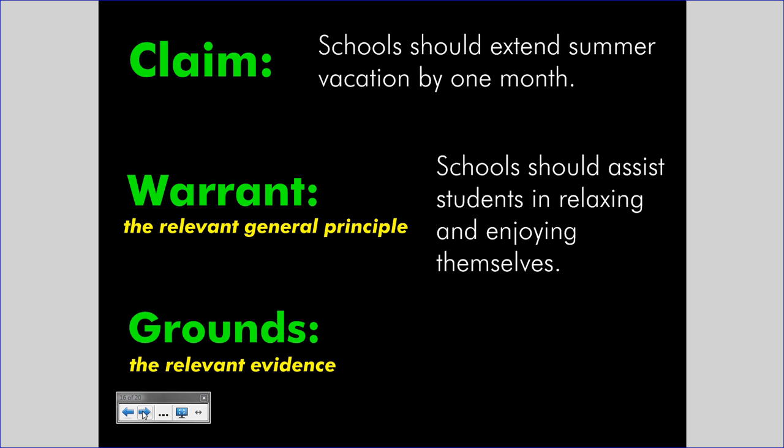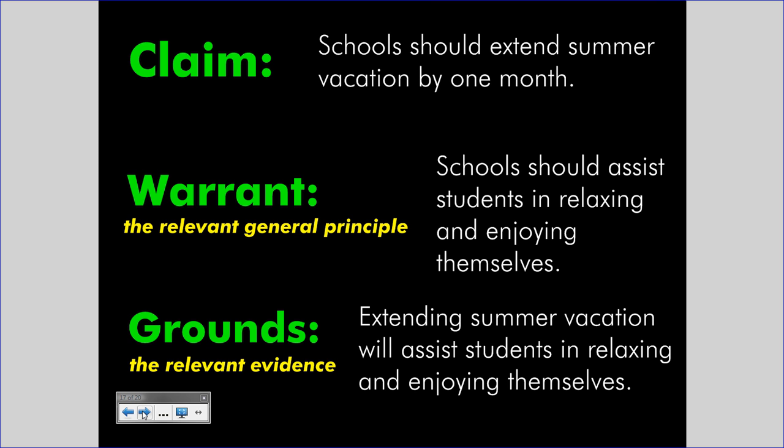You're giving a moral. You're giving a value. You're giving an ideal. Schools should do this. And now you have your C. C, of course, is assisting students in relaxing and enjoying themselves. We'll combine B and C in the grounds, and we have extending summer vacation will assist students in relaxing and enjoying themselves. It's a pretty repetitive formula. It's very predictable, and it works very clearly to construct a solid and valid argument.